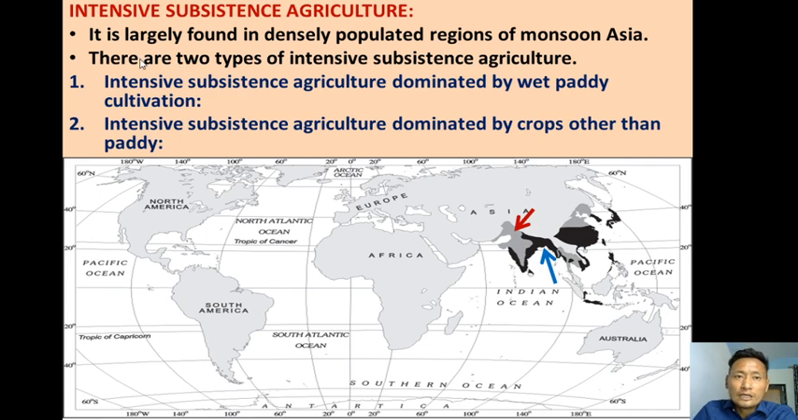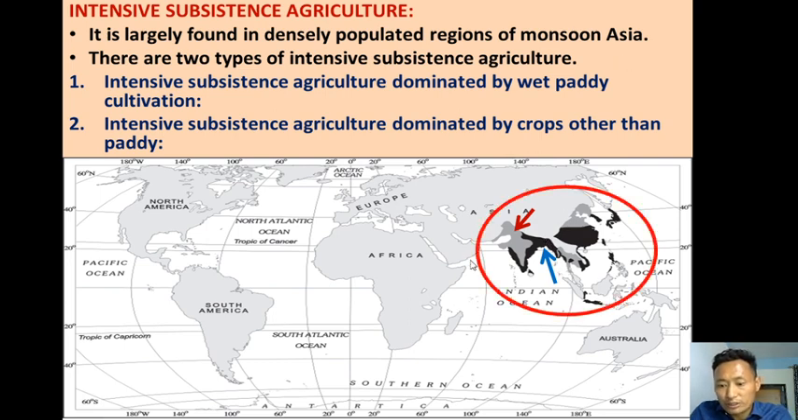Following the characteristics, it is largely found in densely populated regions of monsoon Asia. In this particular circle one region, the map shows two shadings, dark shading and light shading.